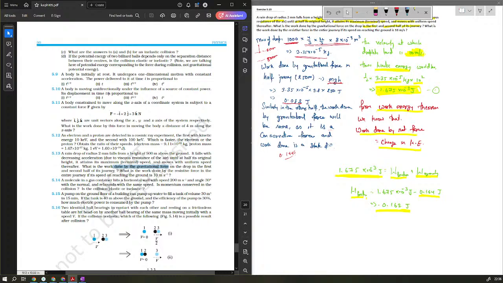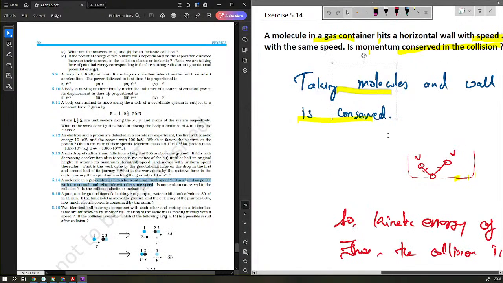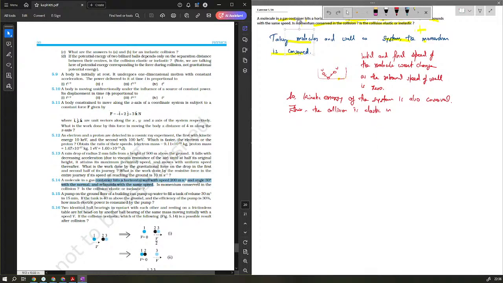In the 14th question, we have a molecule of a gas container that hits the horizontal wall with a speed of 200 meter per second at an angle of 30 degree with the normal and rebounds with the same speed. Is momentum conserved in the collision? Is the collision elastic or inelastic?